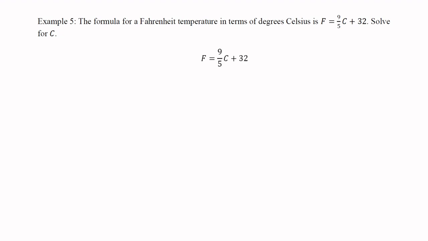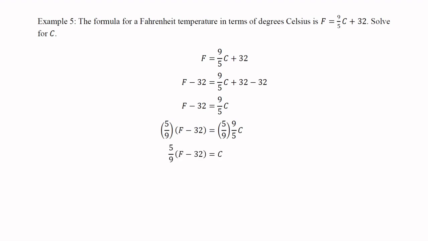So we're going to start with our equation, and we're going to first subtract 32 from each side. Then we're going to multiply each side by 5/9, the reciprocal of 9/5, to get C by itself. And that gives us C equals 5/9 times the quantity F minus 32. That is our formula for taking a Fahrenheit temperature and converting it to Celsius.